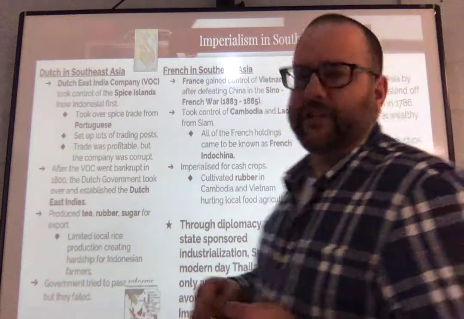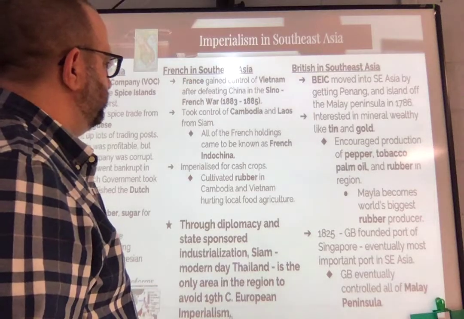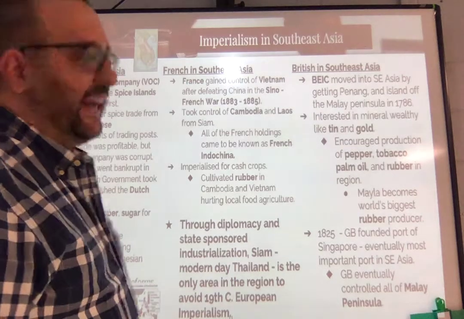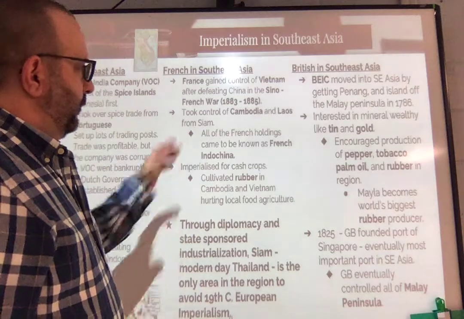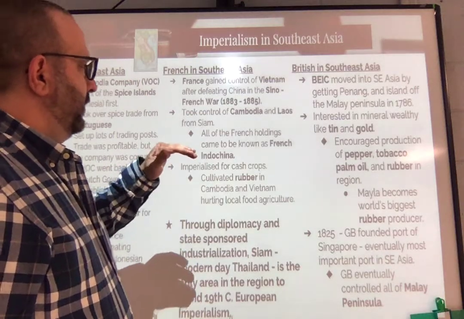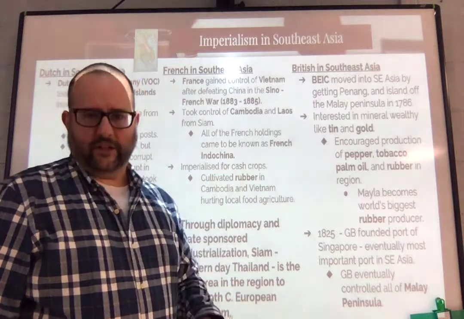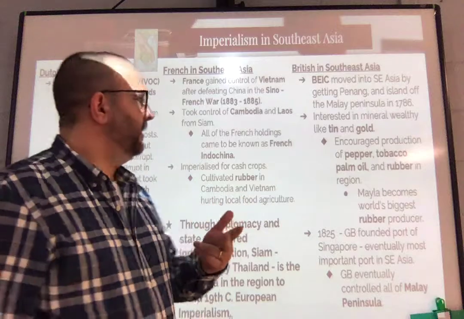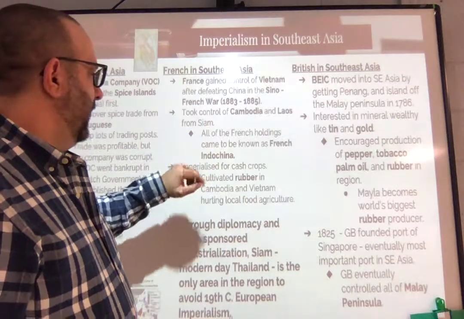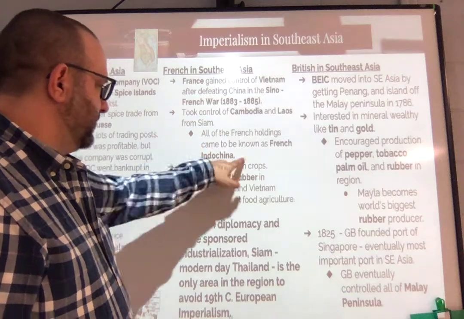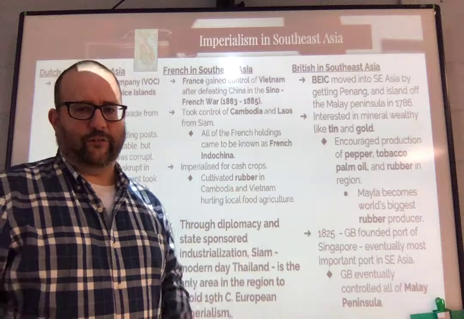This one's important. The French in Southeast Asia. France gains control of Vietnam after they defeated China in the Sino-French War. Sino, again, means China. They will take control of all of those places on the Indo-Chinese peninsula, Vietnam, Laos, Cambodia, and then Thailand, which was then known as Siam. All of the French holdings, as I said, it's now French Indochina, and again, it's all about cash crops, right? And they're listed for you right here.